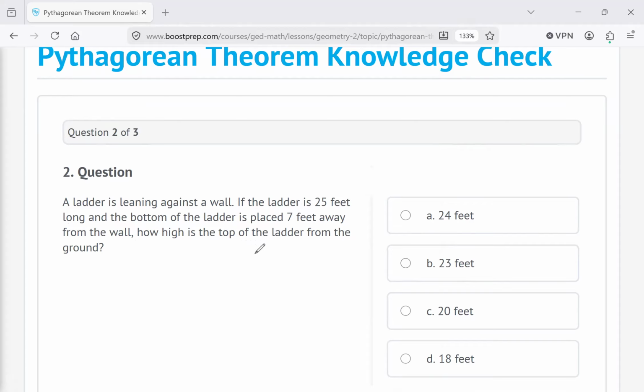Okay, so imagine you have this right triangle, and I guess you could say this vertical height would be the wall, and then this horizontal distance would be the ground. And then this slanted distance would be the ladder.